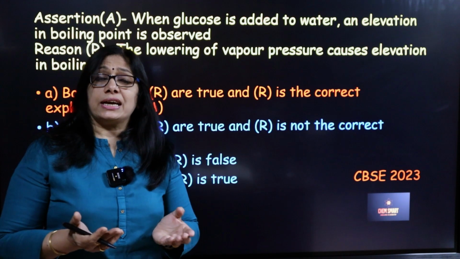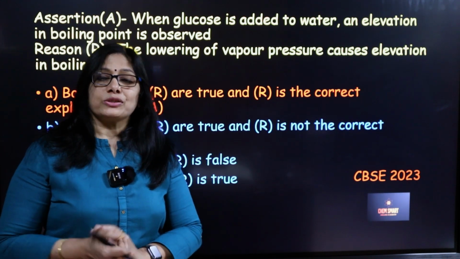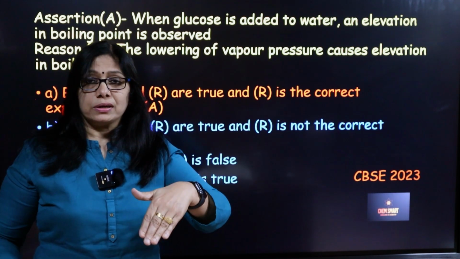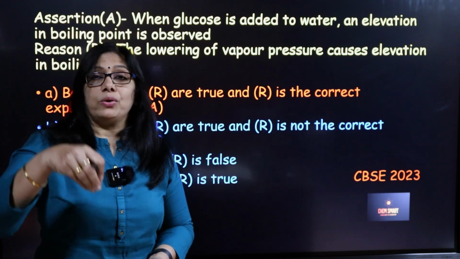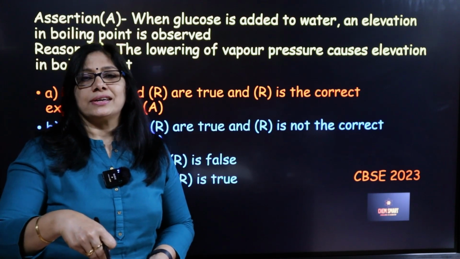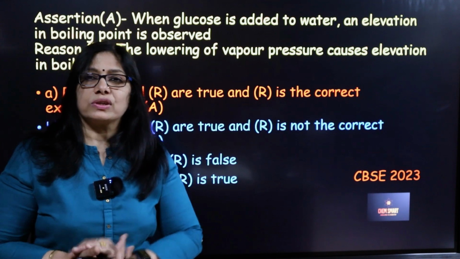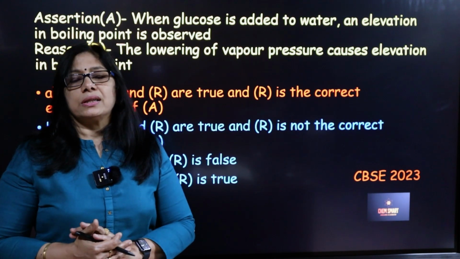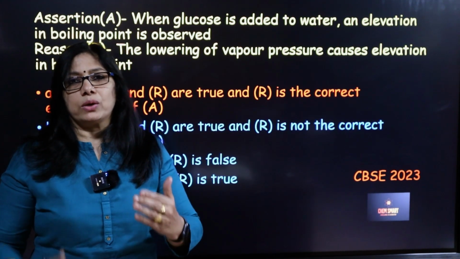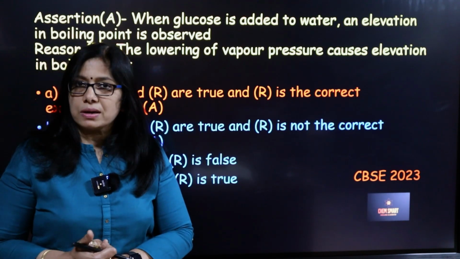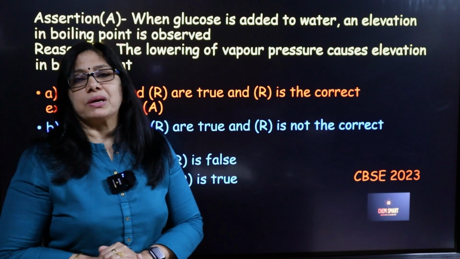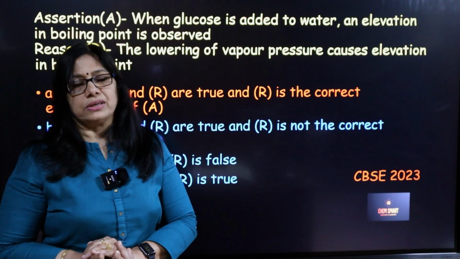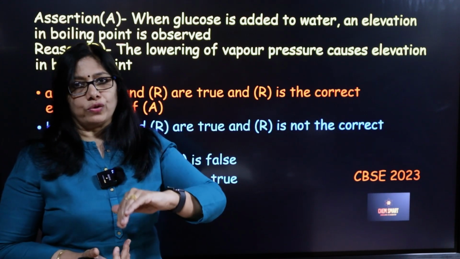You know, glucose is a non-volatile solute. So if you put it into water, what will happen? Vapor pressure will get lowered. You know the reason? When you add a non-volatile solute into a solvent, then a certain fraction of the solvent surface will be occupied by the solute particles. Therefore, the fraction of solvent molecules escaping into the vapor phase will become less and vapor pressure will become less. So, when a non-volatile solute is added to a solvent, then vapor pressure will get lowered.